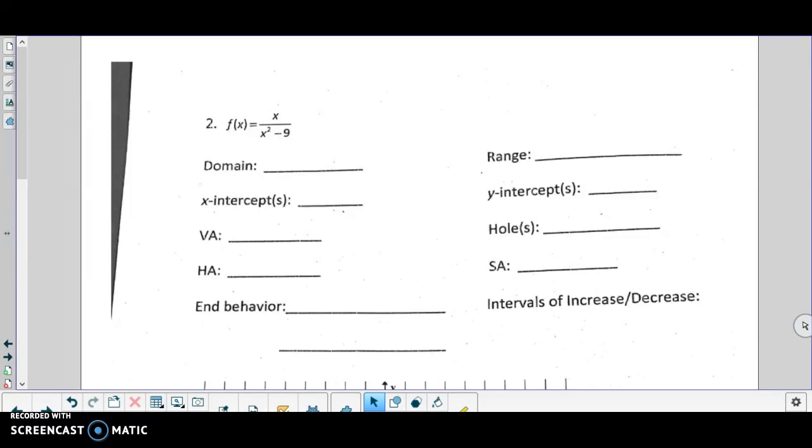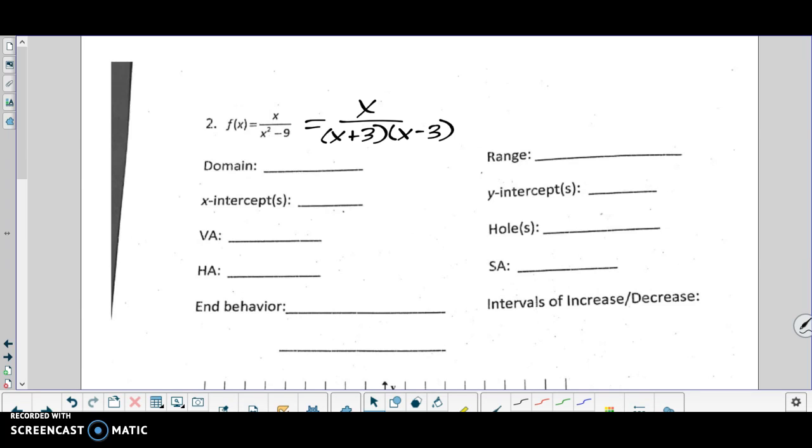Know what to do. Alright, so does anything happen to the numerator? I heard somebody say the answer. No, he just stays x. But the denominator is a difference of squares. So it's x plus 3 and x minus 3.